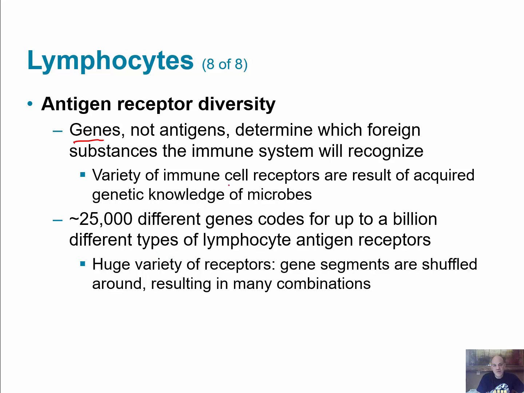There's a variety of immune cell receptors, and they are a result of acquired genetic knowledge of microbes. So over time, the genes have been there to produce these antigens. There are approximately 25,000 different gene codes for up to 1 billion different types of lymphocyte antigen receptors. And so how does that huge variety of receptors come about? That's due to gene segments of the gene being shuffled around. And as they're shuffled around, they result in many different combinations of potential receptors for these antigens.